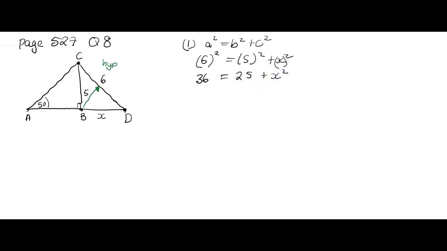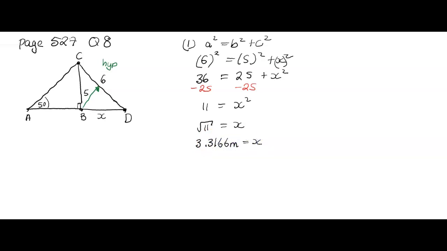So then I need to get x on its own, so I'm going to take 25 off of both sides. So 36 take away 25 is 11. 25 take away 25 is 0, and we're left with x squared. So the square root of 11 then is equal to x. And if I stick the square root of 11 into my calculator, I should get 3.3166 meters is equal to x.